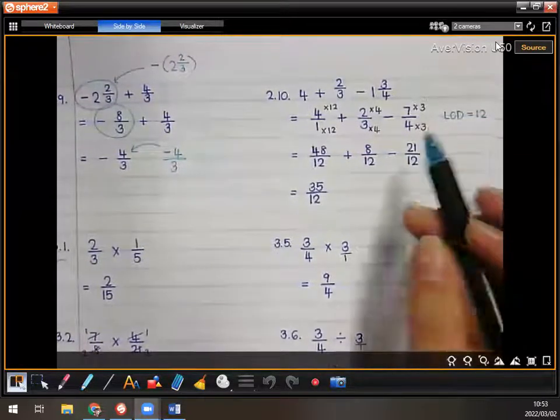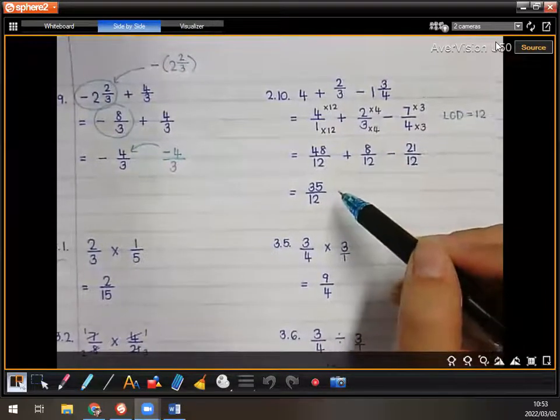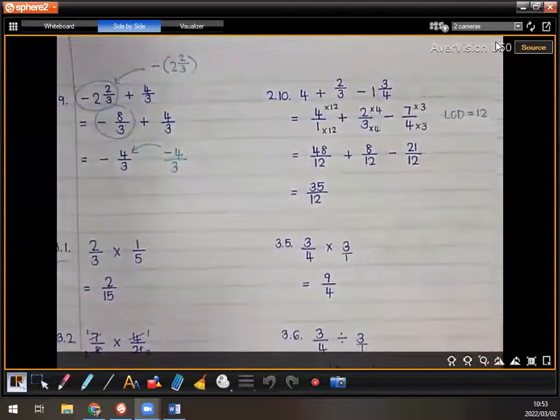Yeah, you must always simplify. So if it was 36 over 12 and you could actually do that division, your answer is going to be a whole number.